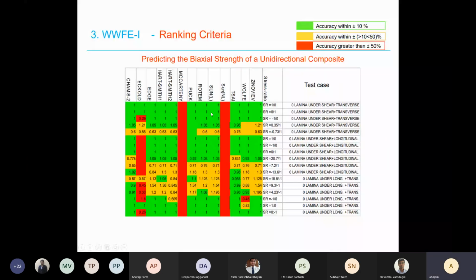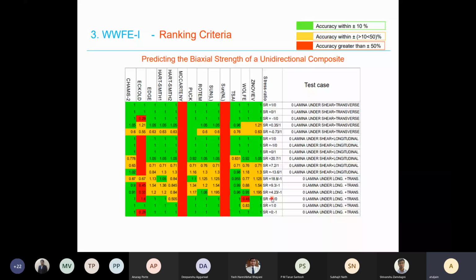These different parts are the names of the different failure criteria that took part in this exercise. You will see that there is no Hashin criteria. I will tell you towards the end why they did not participate in this. Okay. Biaxial state, this is stress ratio, sigma 1 by sigma 2.